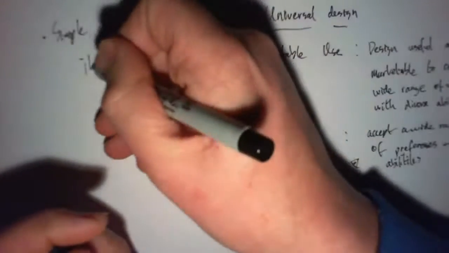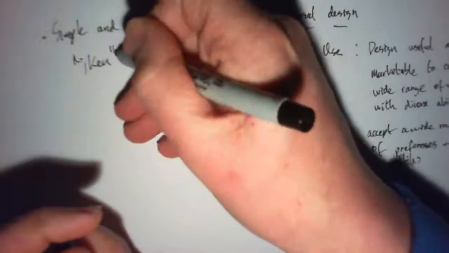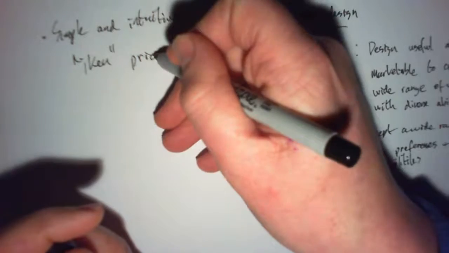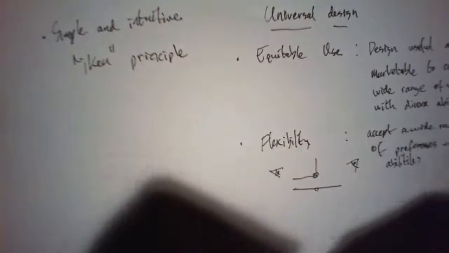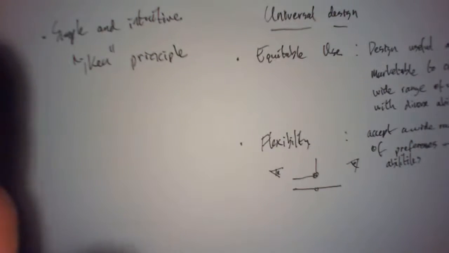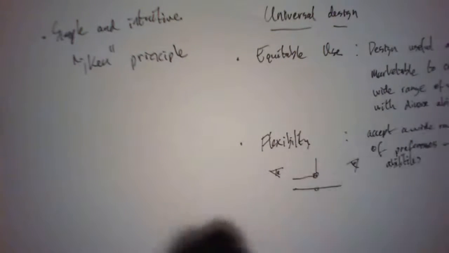Most people call it the Ikea principle. In other words, it's so simple that it's like putting together something from Ikea. It's that simplicity, and it makes sense to put it together in that order. That's what they're talking about when they're talking about that one.